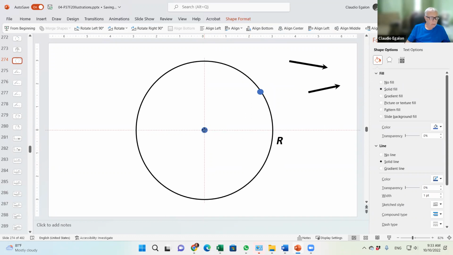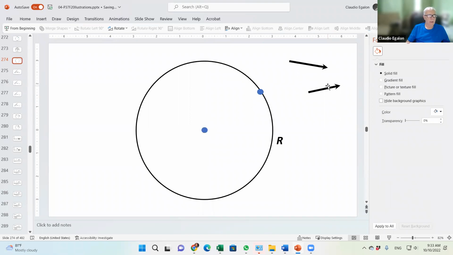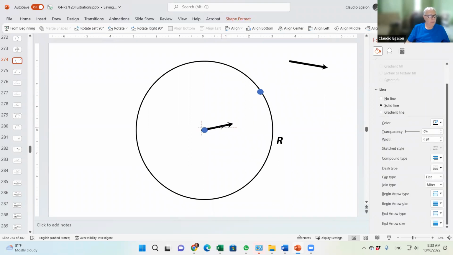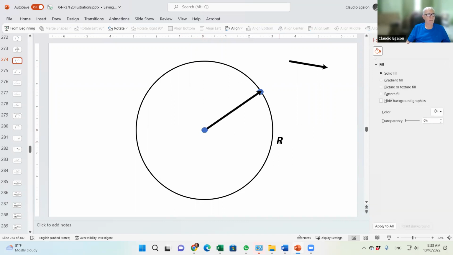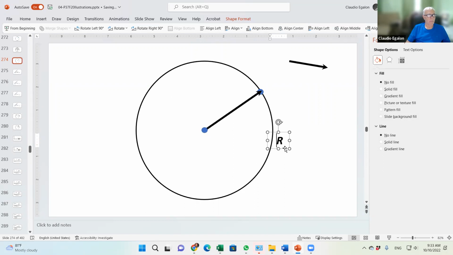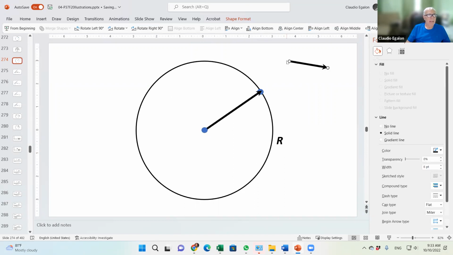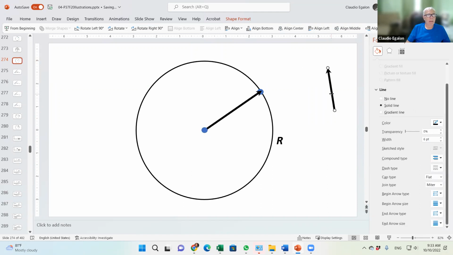Okay, got it. My vector position, that's my vector position. That's the vector position. And the velocity vector of the particle on the equator is here, right?